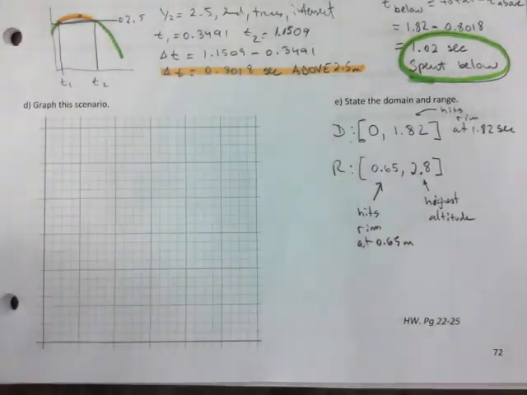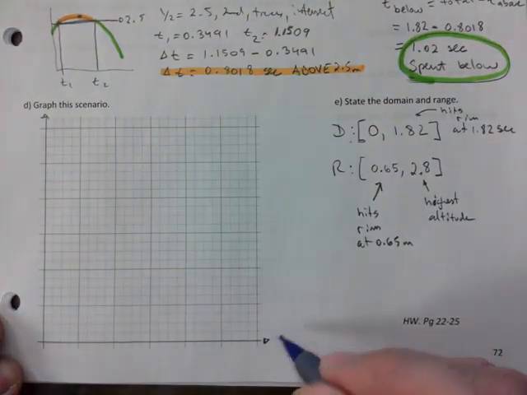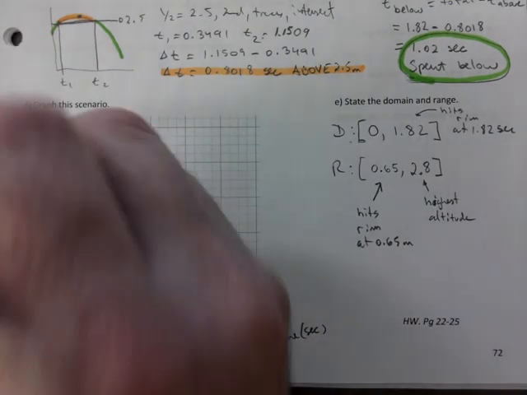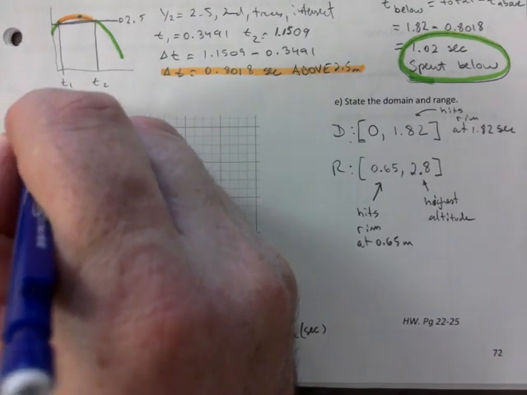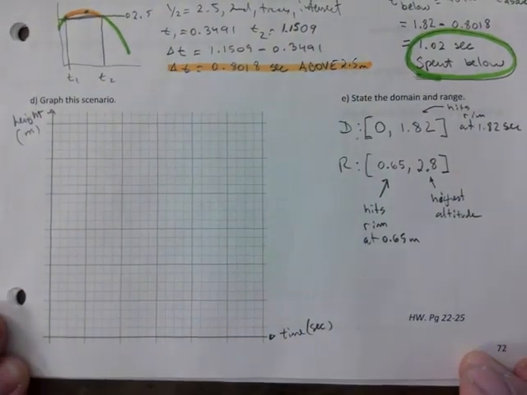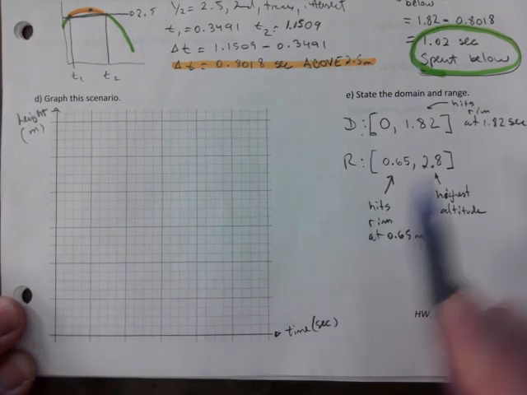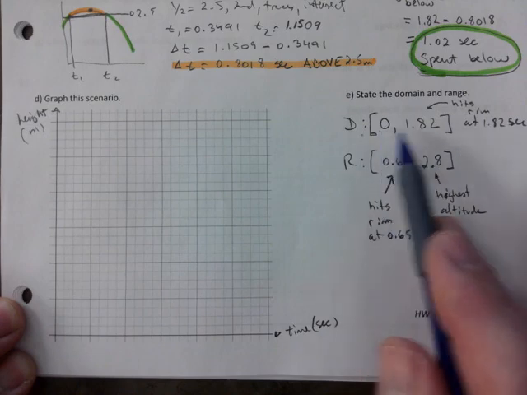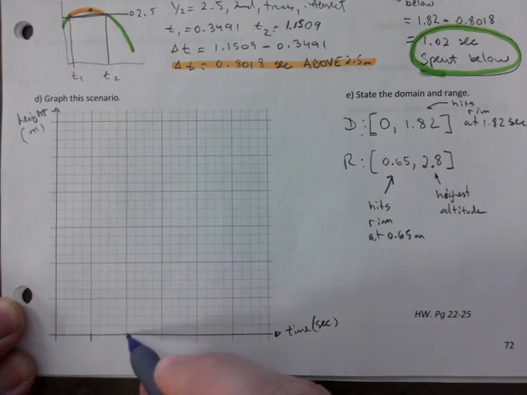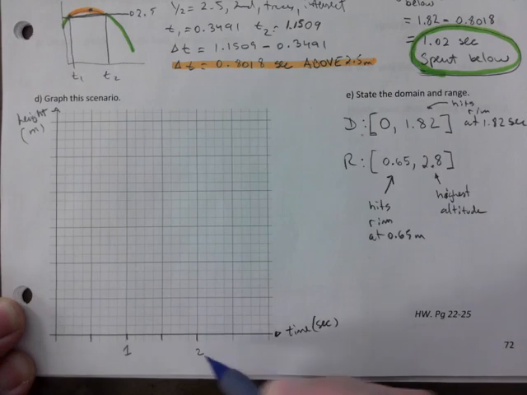Okay, now let's graph this. You have to be good at that too. So this would be time in seconds. This would be height, in meters in this case. That's where the domain and range helps you, right? 0 to 1.82, that's all you need for your x here. So I'm going to go half, 1, 1.5, 2, and so forth.